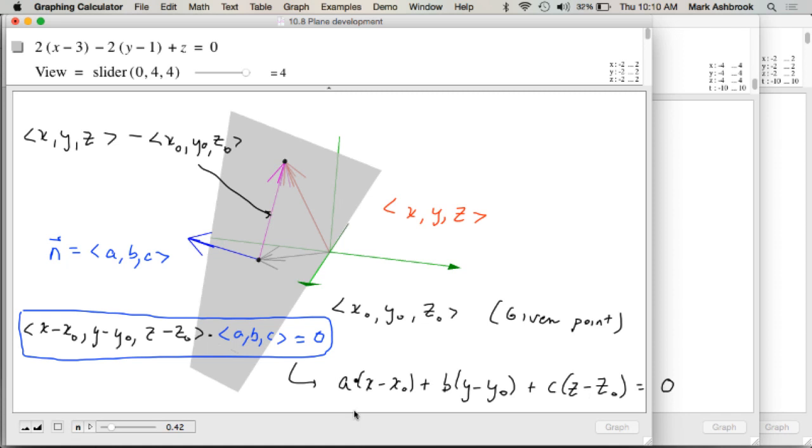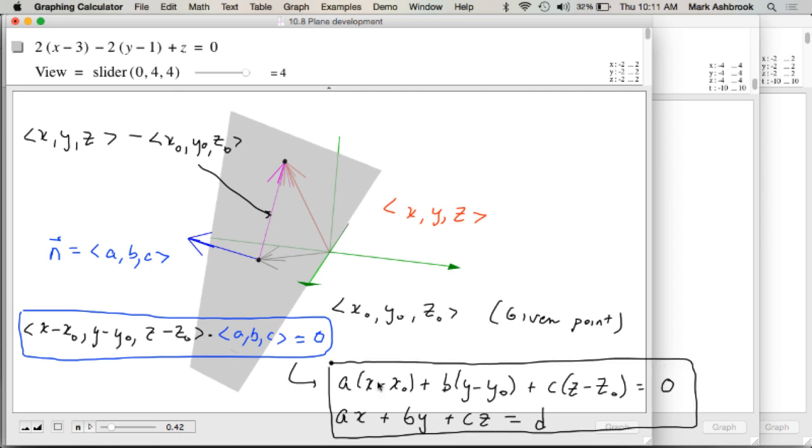All right, we can take this one step further. We can do ax plus by plus cz equals ax naught on the other side plus by naught plus cz naught, which are all known values. Those are products of known values, so we just call those all d. That's just a constant. A times x naught, move it over. B times y naught, move it over. C times z naught, move it over, and those are all known numbers. Call them D. So these are two common equations of planes that you'll see.